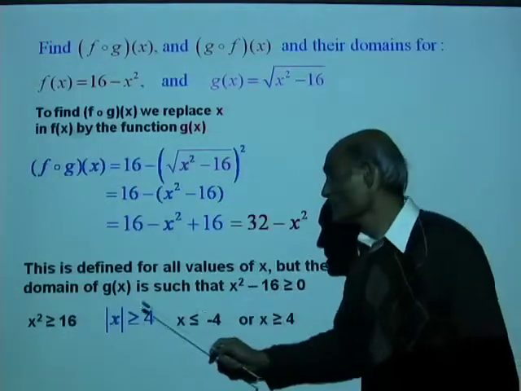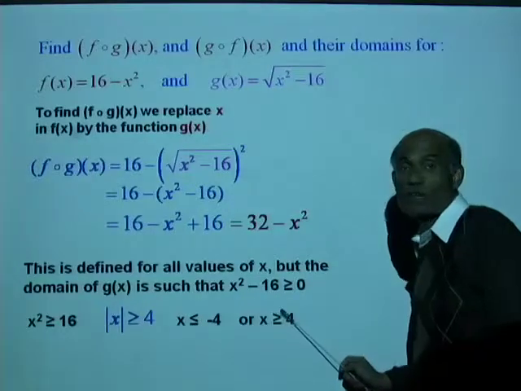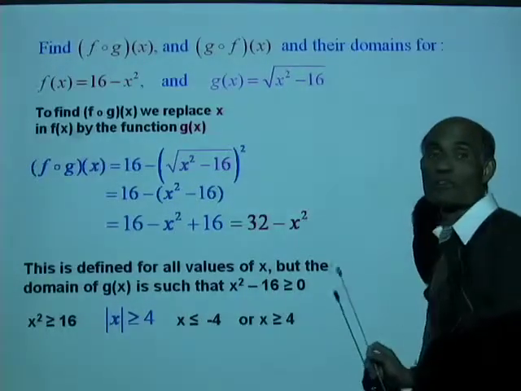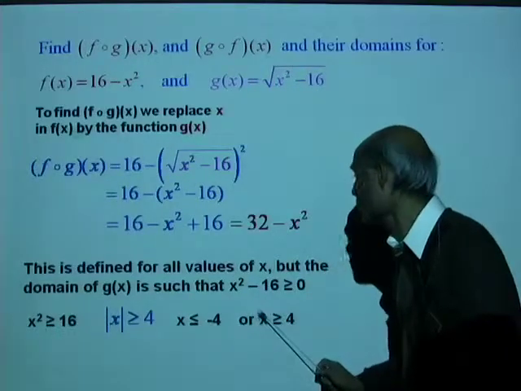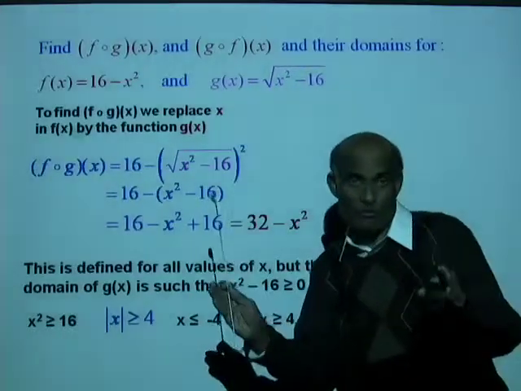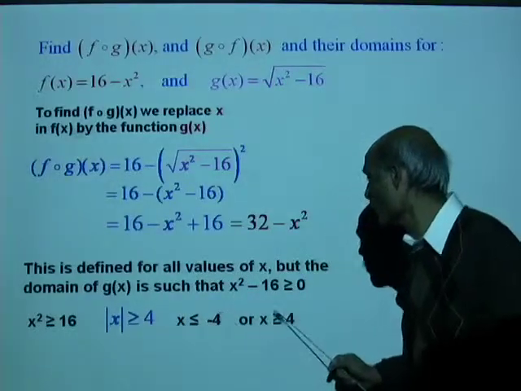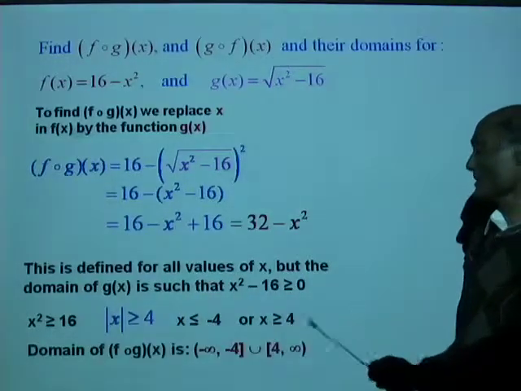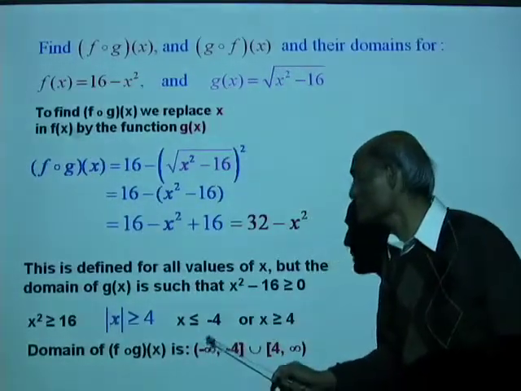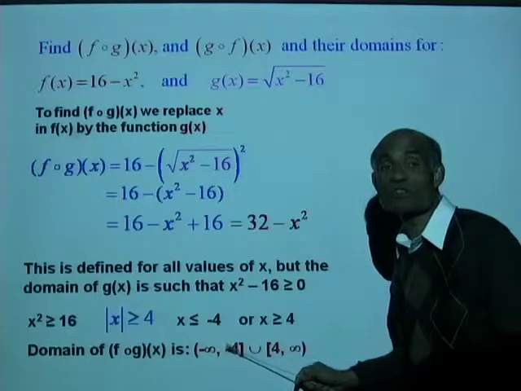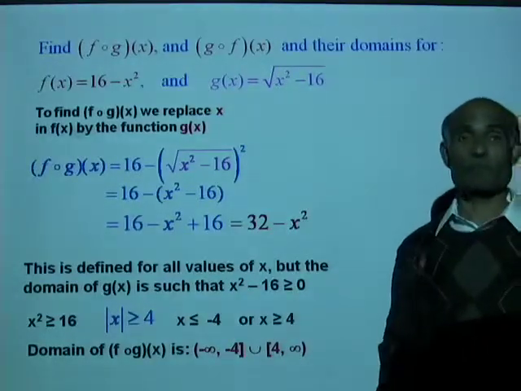So, what's the domain of g of x? It contains negative infinity to negative 4, union 4 to infinity. In other words, negative 4 and 4 are in the domain, but numbers between negative 4 and 4 are not in the domain. Therefore, the domain of f of g of x is negative infinity to negative 4, union 4 to infinity.